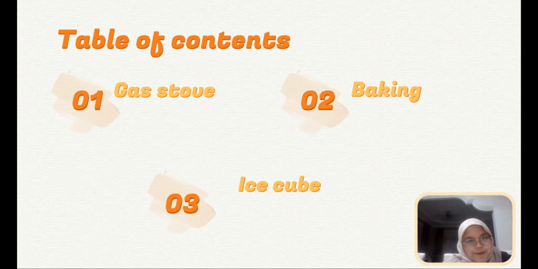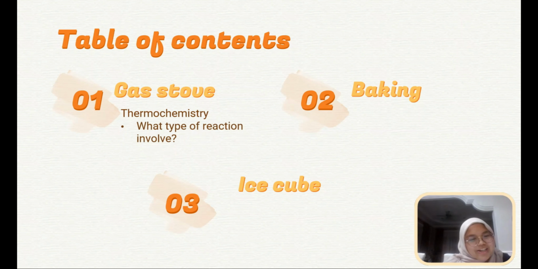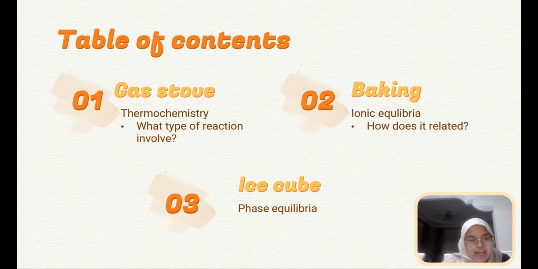These are a few examples of activities in the kitchen which are related to chemistry: the gas stove, which relates to thermochemistry and what type of reaction is involved; baking, which involves ionic equilibrium, but how does it relate between both of them; and ice cube, which involves phase equilibrium, but how can it occur? All three examples will be presented by other members.